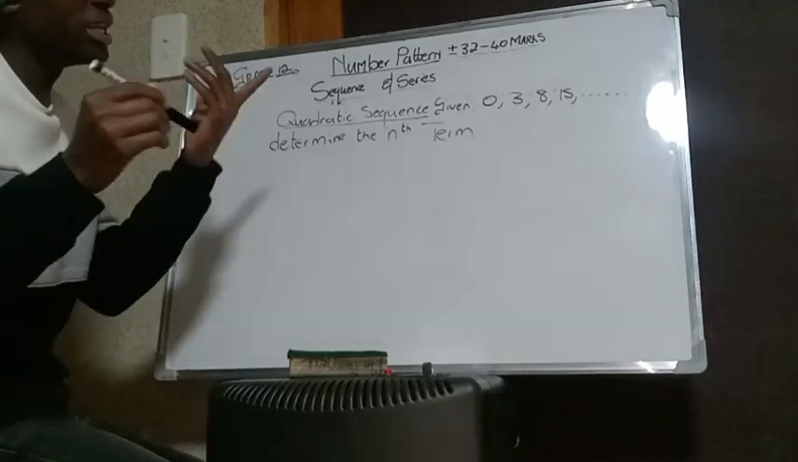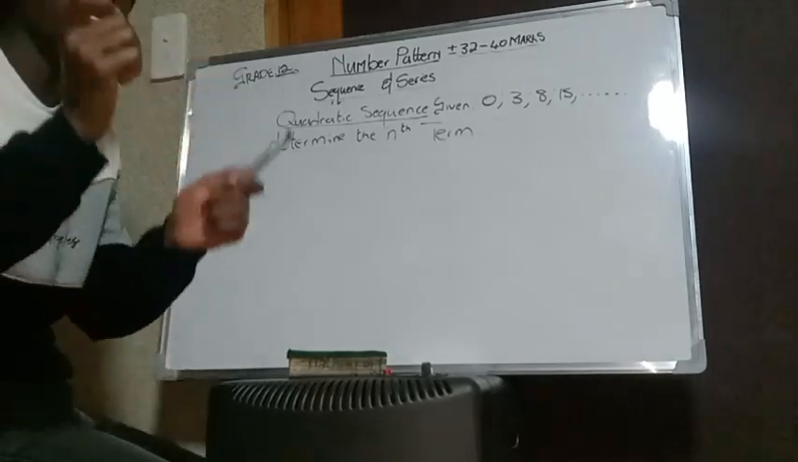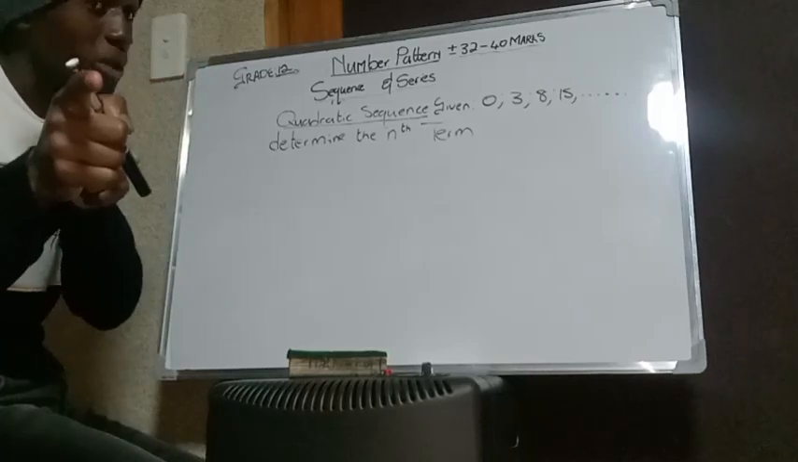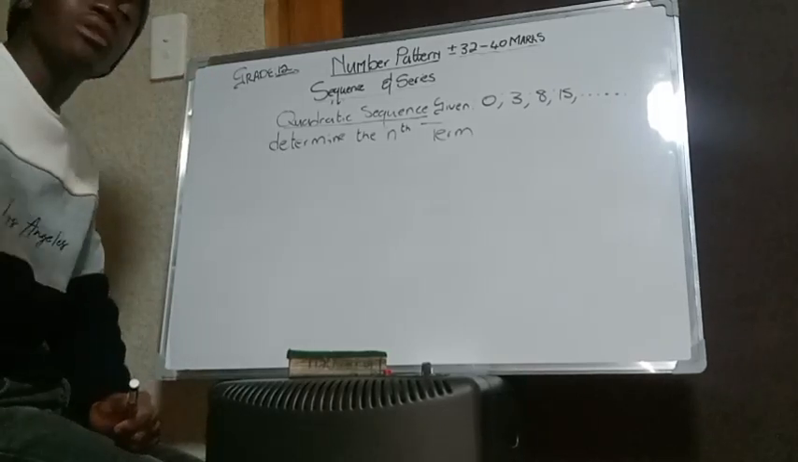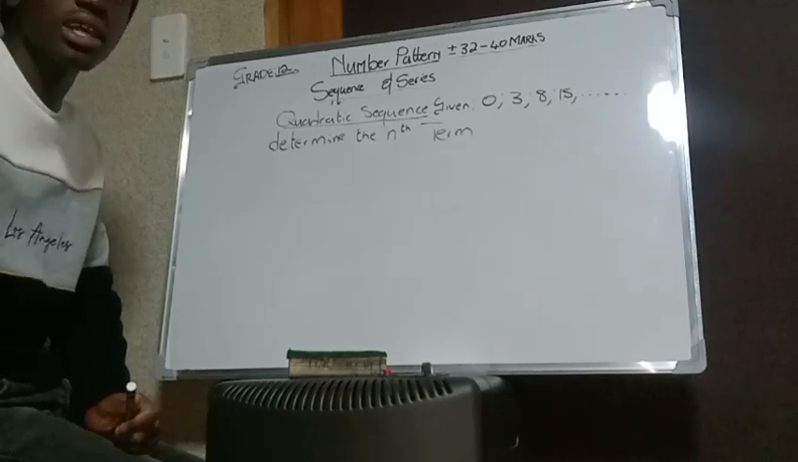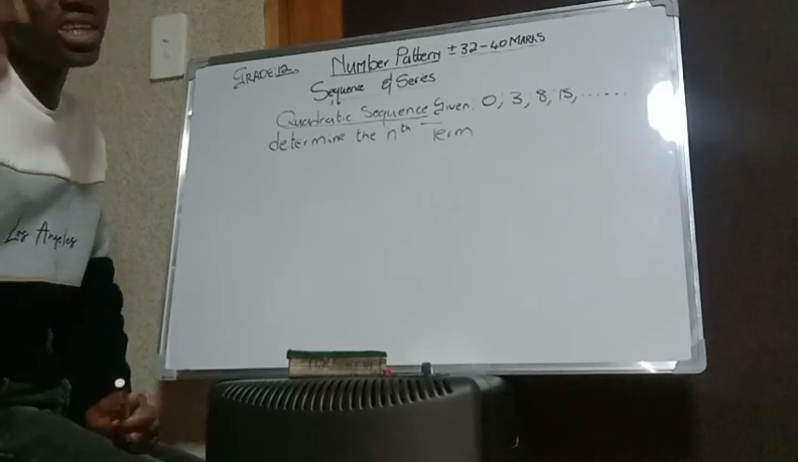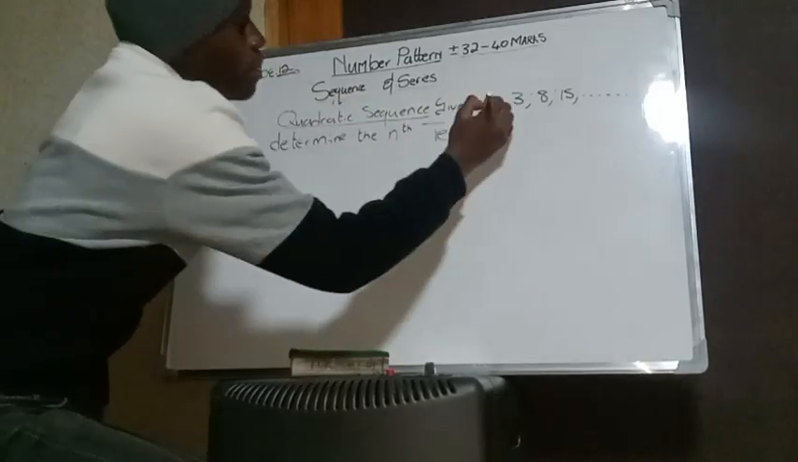If we're going to determine the nth term, the first thing we should do is find the first difference. That we know is not the constant difference. And after finding the first difference, we have to find the second difference. Let's do so.